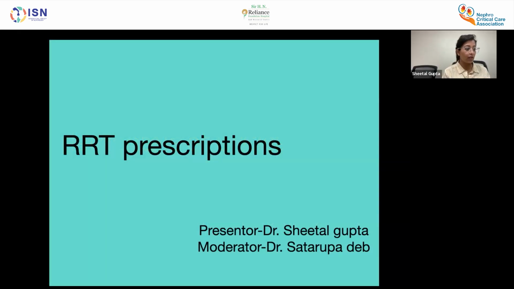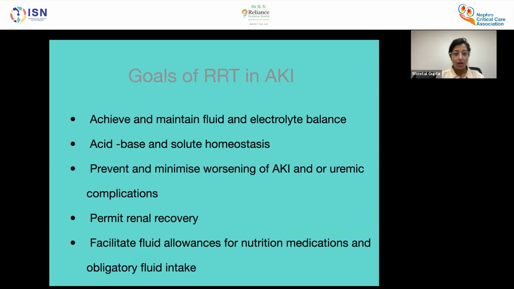So today I will be talking about RRT prescriptions, mostly regarding the acute hemodialysis prescription. The goals of RRT in acute kidney injury are to achieve or maintain fluid balance, electrolyte balance, acid-base and solute homeostasis, prevent and minimize worsening of AKI or uremia, permit renal recovery, and facilitate fluid allowances for nutrition, medication, and obligatory fluid intake.